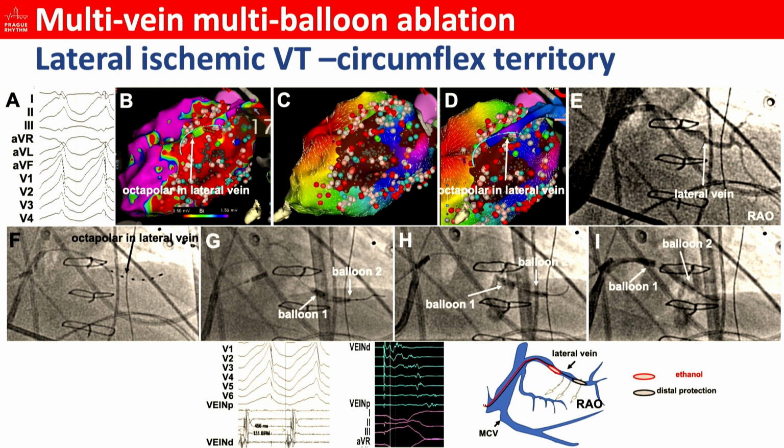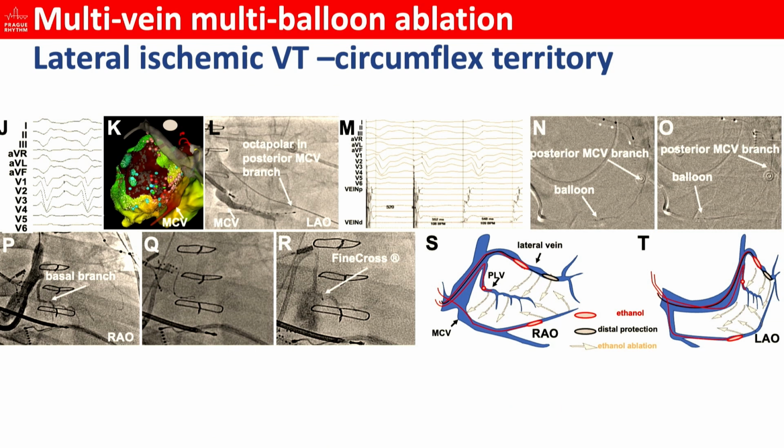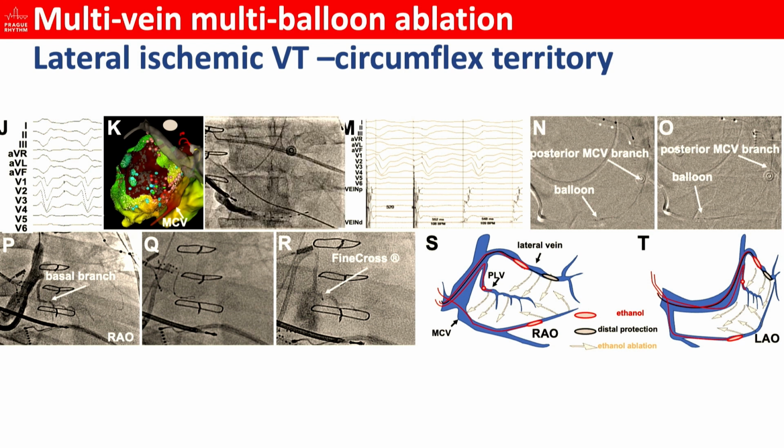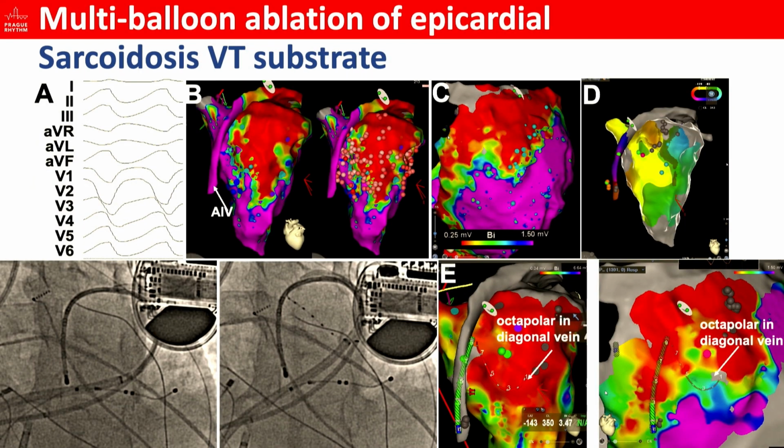This is an example in a circumflex infarct. The process is very similar. Basically, different veins in the substrate were ablated, including a lateral vein and then a middle cardiac vein, and sometimes smaller veins that appear when you take multiple venograms. It also works for non-ischemic substrates.